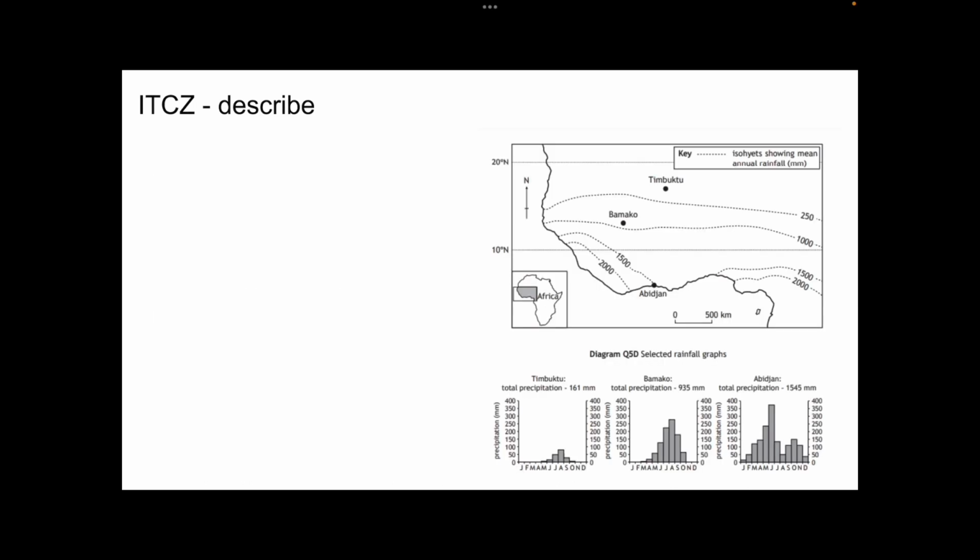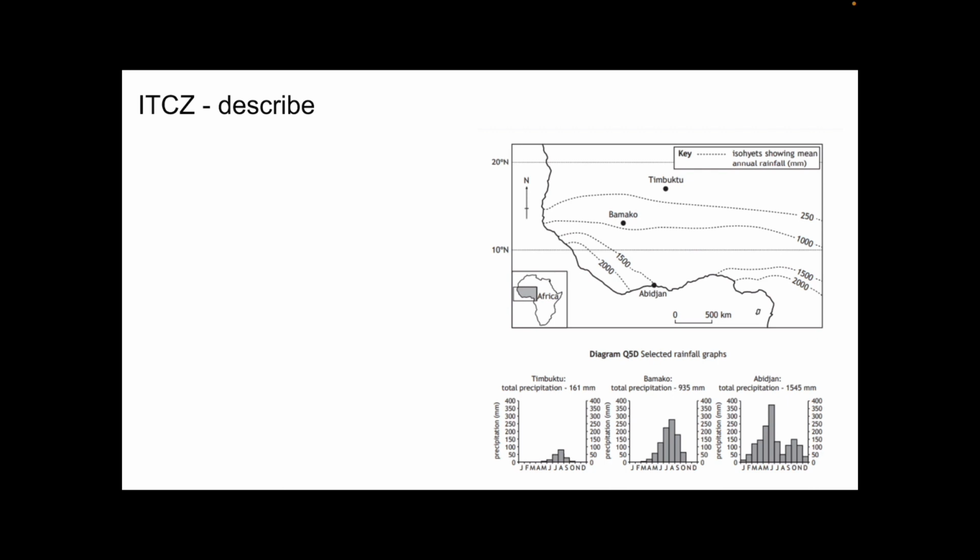Then the final ITCZ part, which is trickier, and there's 2 parts to this. So you have to describe the rainfall patterns, which I'm going to go through first here. Then you have to explain them. Now, the describe bit is the trickier bit because it can change. And like I said in that opening bit, it depends on the maps and the locations that you get. So for here, you've got Abidjan, which is on the coast. Then as you travel north, you go to Bamako and then you go to Timbuktu.